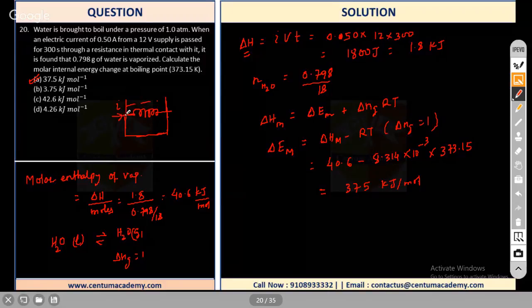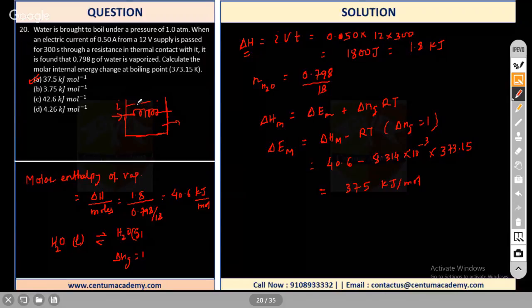So what happens in this process? It is nothing but the water gains the latent heat of vaporization, which is nothing but the enthalpy change, right? Water gains energy as the current passes through, and then it starts vaporizing. That is nothing but the boiling of water, with the help of this rod heater that you have.